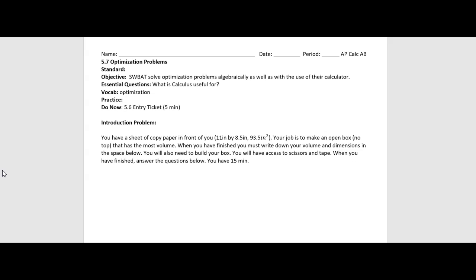You're just trying to figure out, okay, how big of a square should I cut out from the corners so that when I fold the box up, I'm going to get the most volume possible. So when you've created that box, when you've taped it together, again, no lid on the box, no top, you are going to write down the dimensions. You may need a ruler if you have one to measure the length, width, and height. And you're going to write down the volume.